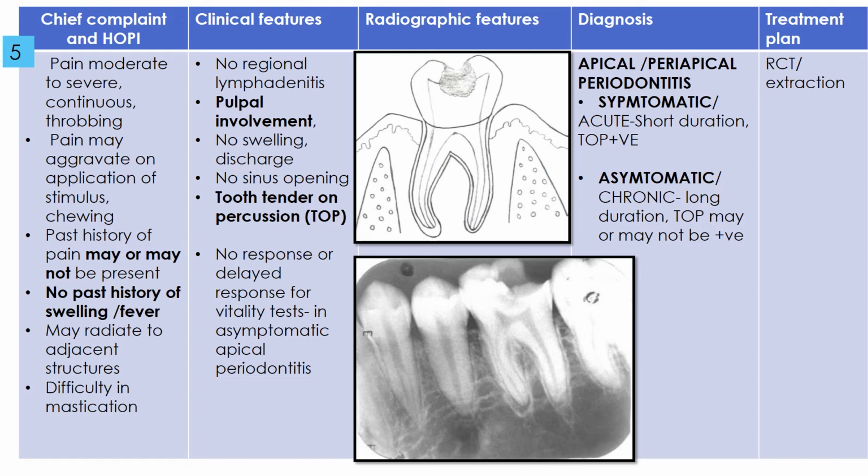So the diagnosis would be given as apical or periapical periodontitis, which is generally called symptomatic apical periodontitis when it is short duration or acute in nature and the patient is having tenderness on percussion on examination. Or asymptomatic apical periodontitis, when it is longer duration, and tenderness may or may not be present, and on radiograph definitely there is widening of PDL space seen. The treatment again would be root canal treatment or extraction of the tooth depending on the case.